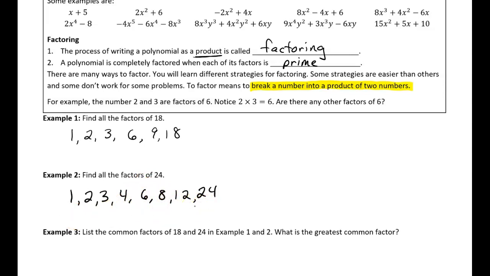So factors, we're trying to break down these items that we're factoring into products that we're multiplying down.